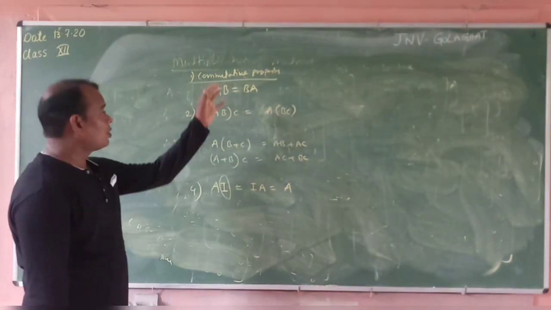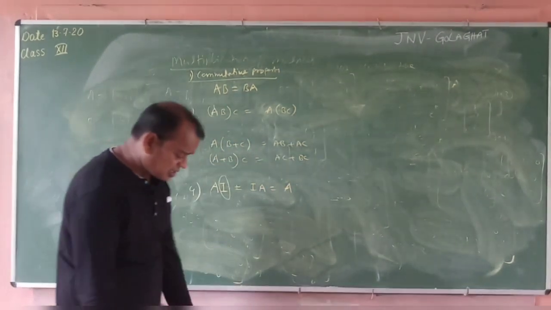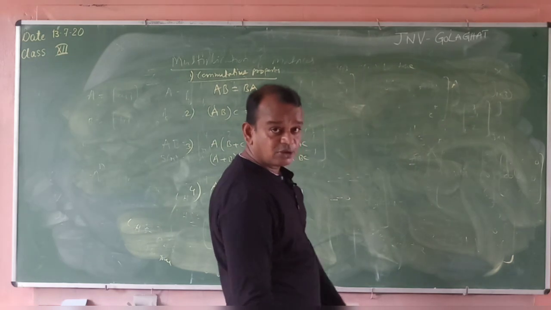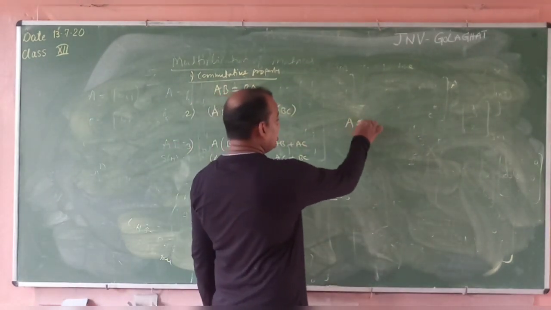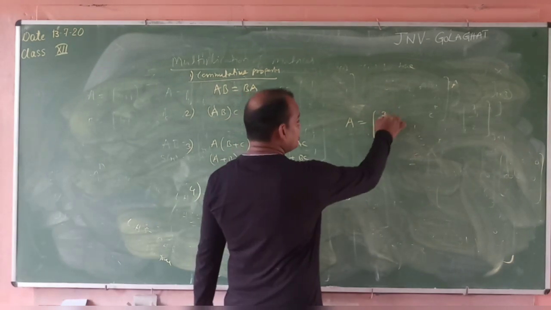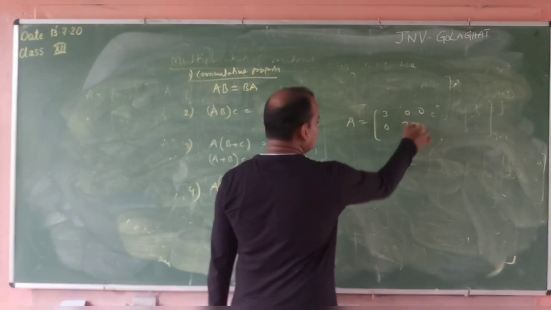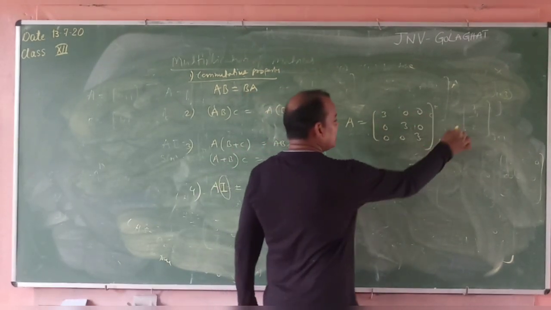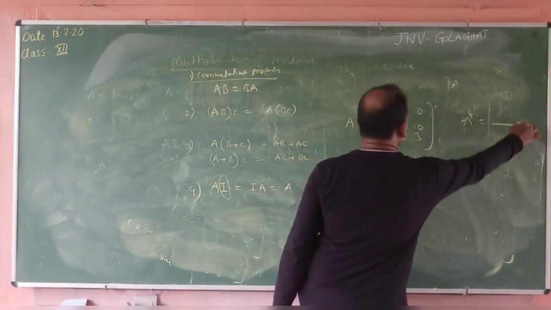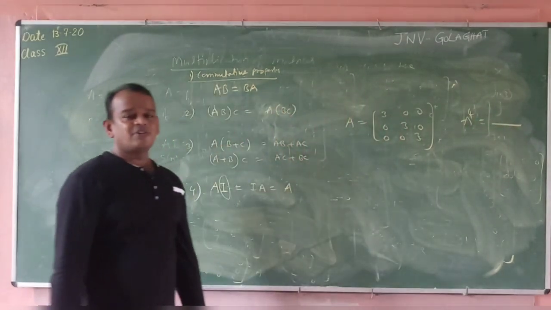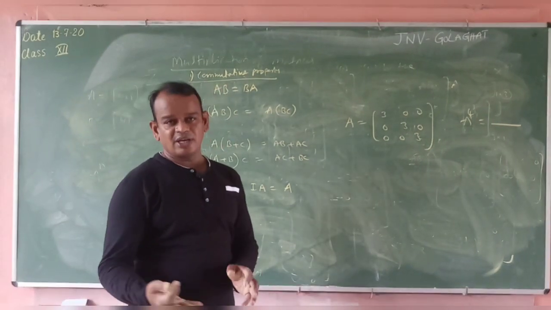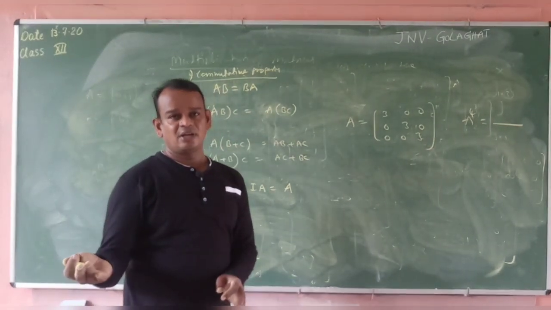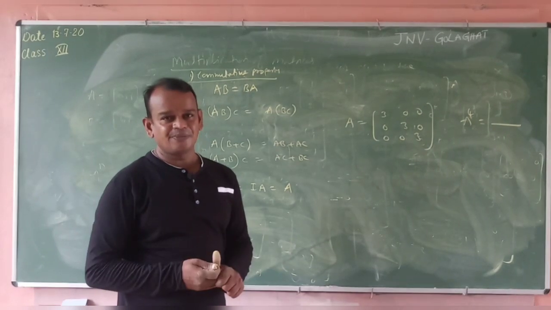These are the properties. From the examination point of view, I already told one problem before. In the examination, A is equal to, for suppose, [3 0 0; 0 3 0; 0 0 3]. Then find A power 4 is equal to dash. Some students will do A power 4 means A square into A square.